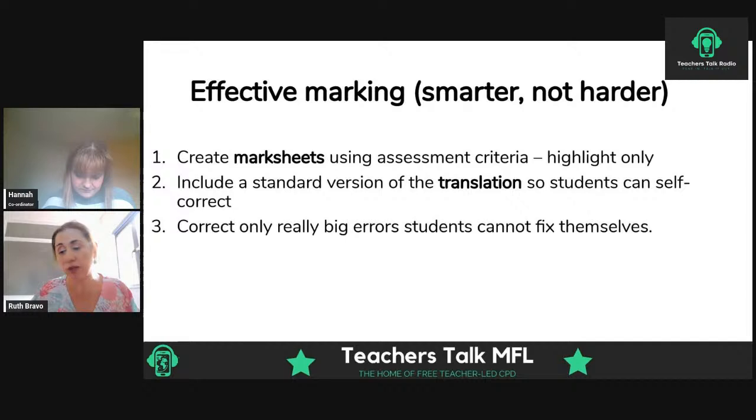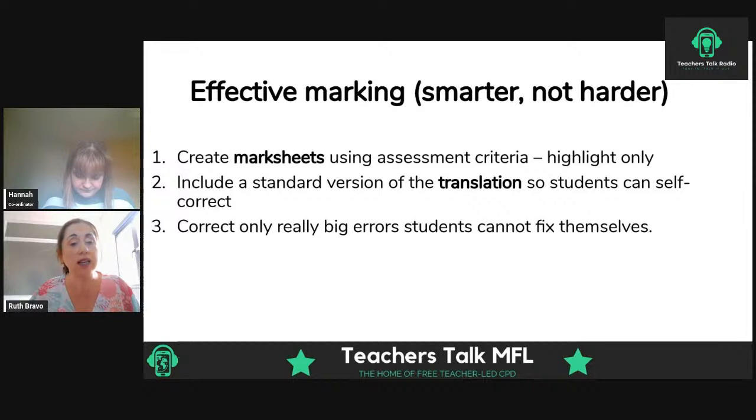One thing that I've been doing for years as a head of department is creating mark sheets. I'm sure you all do use mark sheets when it comes to exam revision, after exam feedback. And if you've got the assessment criteria, you highlight it. It doesn't take you much time. You don't have to do any writing. So that's effective marking, cutting your time.